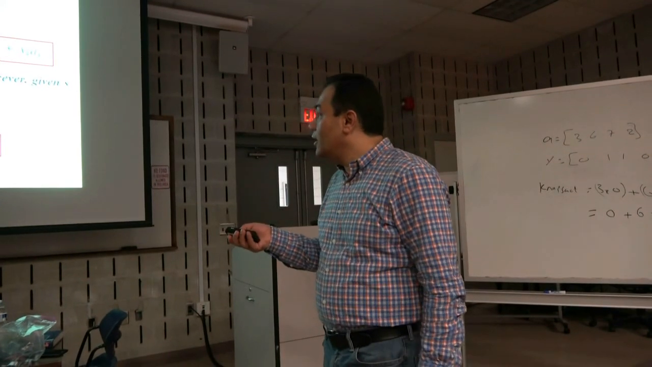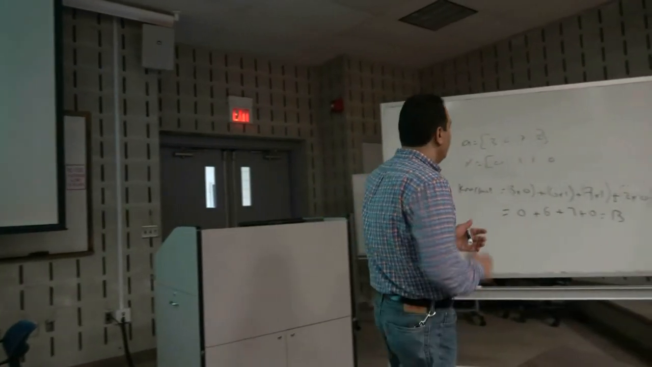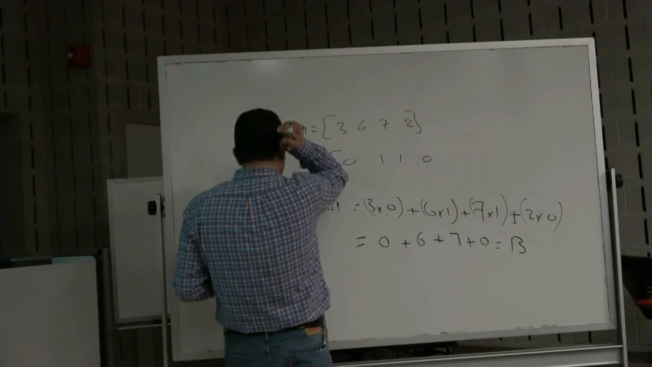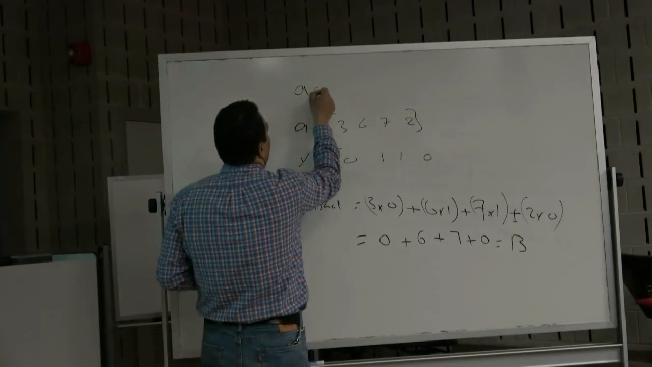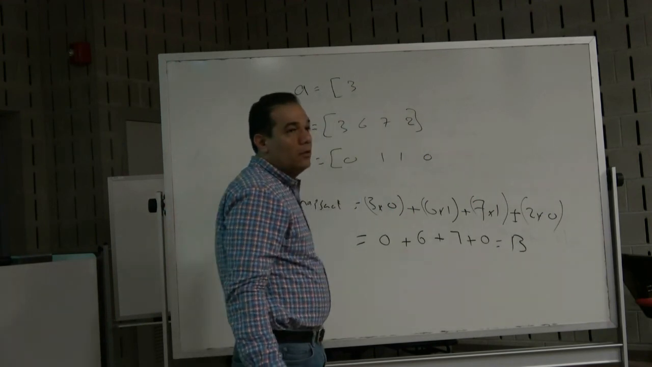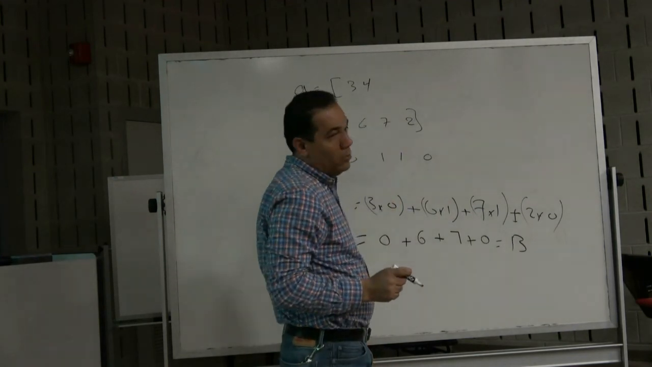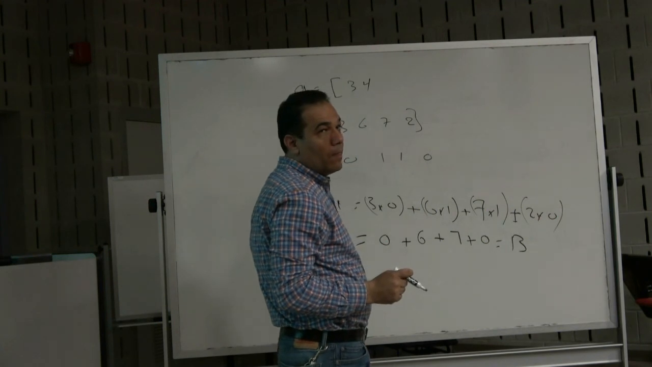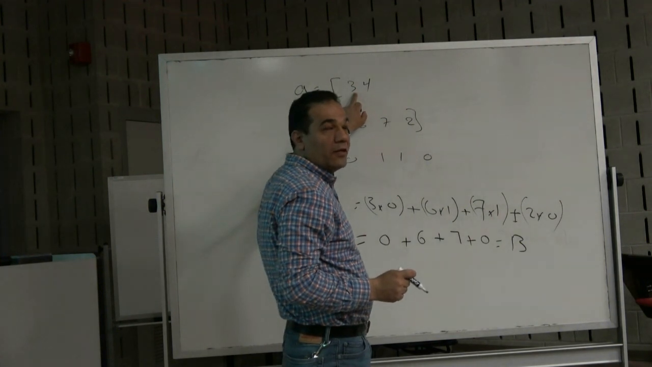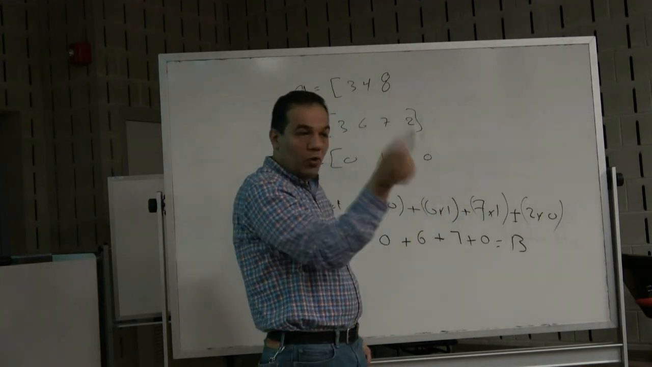So each Ai is bigger than all the previous ones. So for example, this one does not apply. Let's try one more. A equals, let's start with 3. What could be the next one? 4. What could be the next one? 5? No, it has to be bigger than 3 plus 4, which is 7. So it has to be 8, or 9, or whatever.